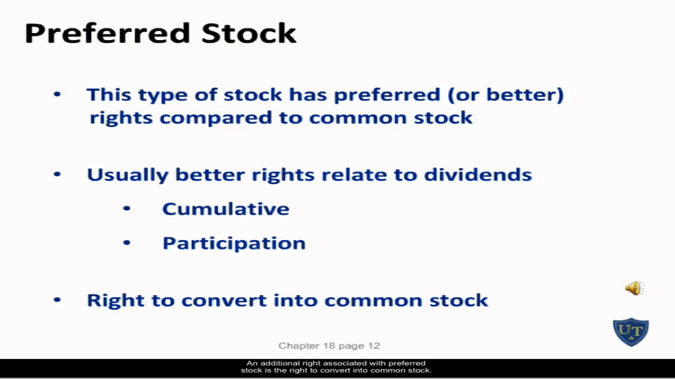An additional right associated with preferred stock is the right to convert into common stock. This gives preferred shareholders the right to exchange their shares of preferred stock for shares of common stock. The benefit of that to the preferred shareholders is the unlimited upper return on the common stock. So a preferred shareholder that has the right to convert into common stock would exercise that right when the common shares have done very well in the capital markets.